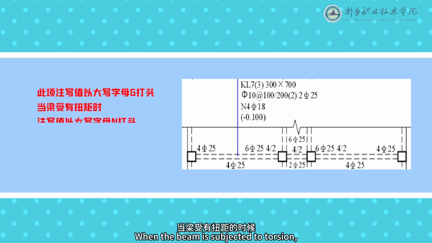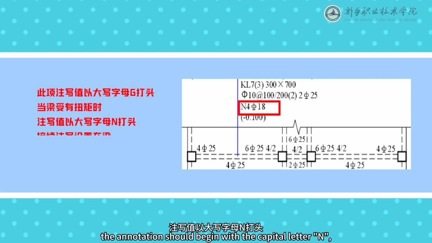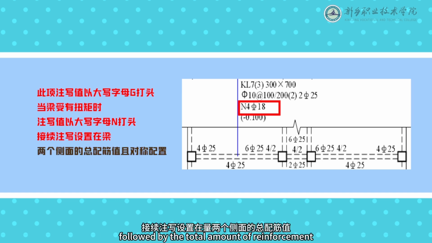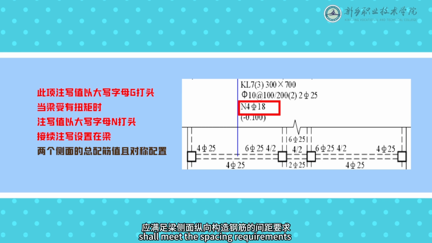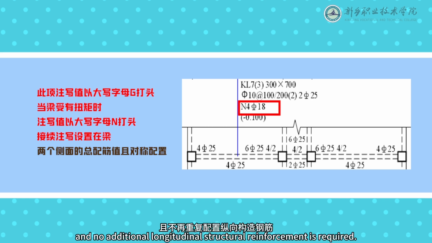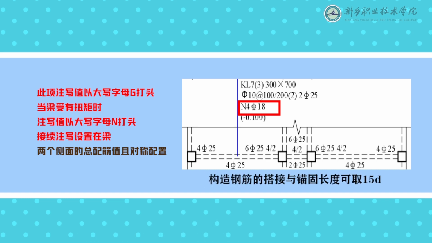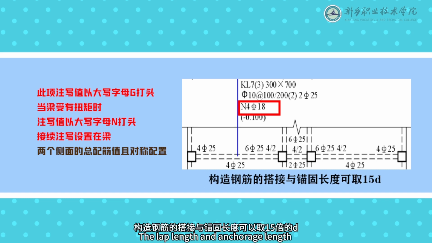When the beam is subjected to torsion, the annotation should begin with the capital letter N, followed by the total amount of reinforcement on both sides of the beam, arranged symmetrically. Torsional longitudinal reinforcement shall meet the spacing requirements for side longitudinal structural reinforcement, and no additional longitudinal structural reinforcement is required. The lap length and anchorage length of structural reinforcement can be taken as 15 times the bar diameter.